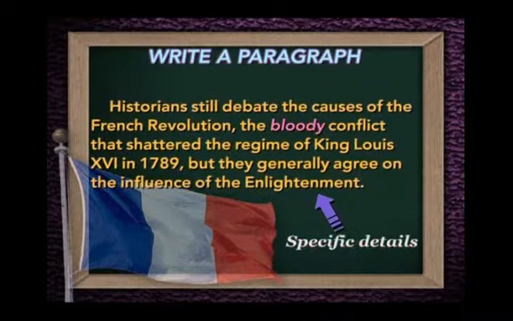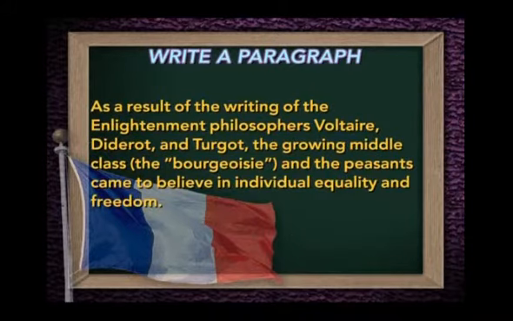I used the word bloody to describe the conflict. I used regime. I used King Louis, specific, I gave his number, and 1789. Now I'm talking about the Enlightenment, so now I need some specific examples. As a result of the writing of the Enlightenment philosophers Voltaire, Diderot, and Turgot, the growing middle class, the bourgeoisie, and the peasants came to believe in individual equality and freedom.